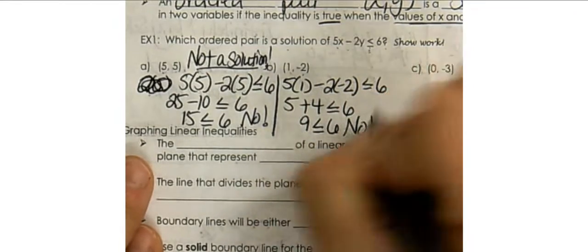A solution means that you'd be able to produce a true statement, and 15 is not less than or equal to 6, so it is not a true statement. Next, I'm going to let x equal 1, and I'm going to let y equal -2, and I'm going to plug it into my inequality by writing 5 times 1 minus 2 times -2. Is that less than or equal to 6? Is 5 plus 4 less than or equal to 6? Is 9 less than or equal to 6? Why, no, it is not.